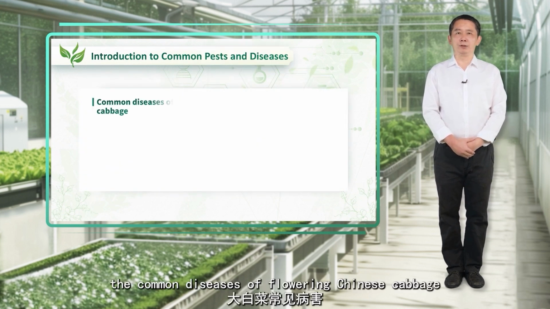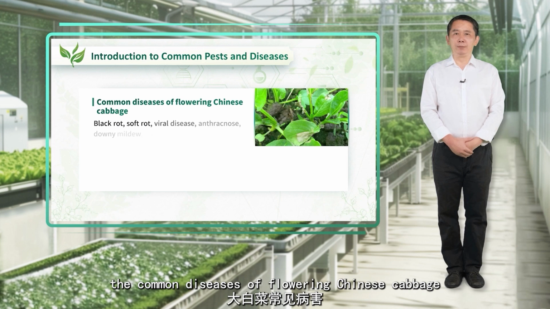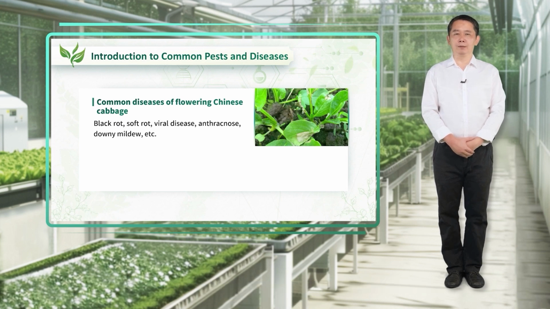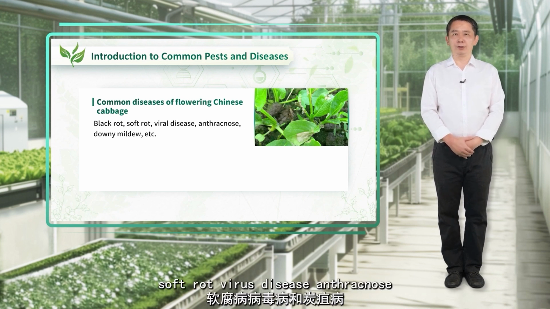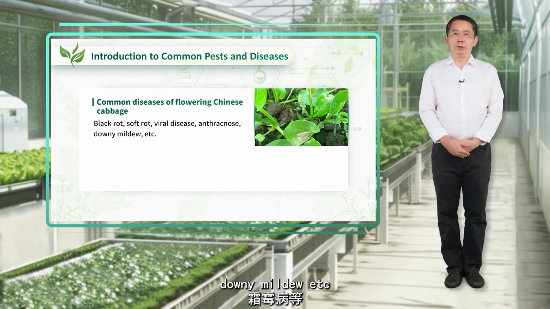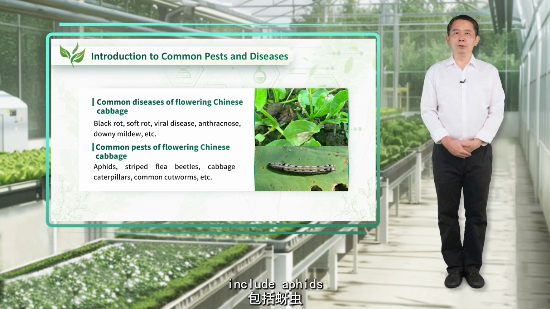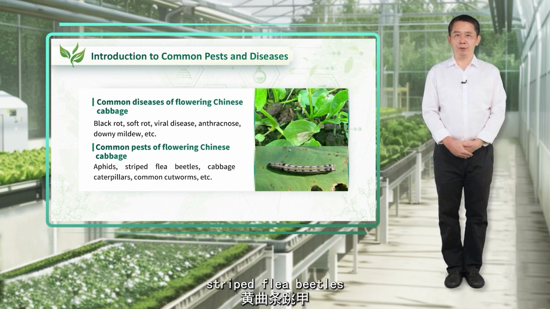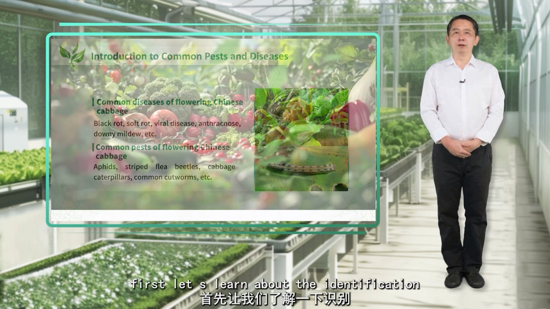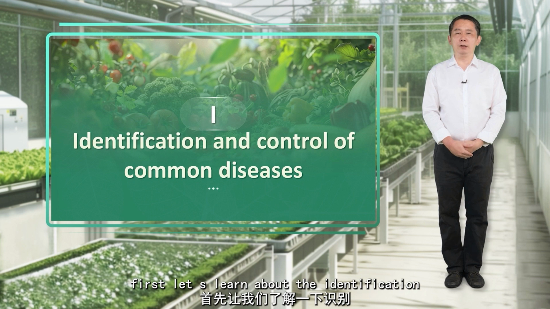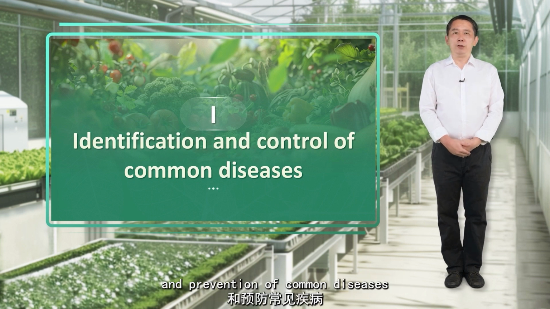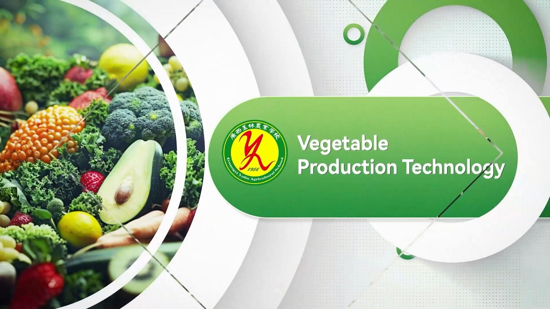The common diseases of flowering Chinese cabbage include black rot, soft rot, virus disease, anthracnose, downy mildew, etc. The common pests of flowering Chinese cabbage include aphids, striped flea beetles, cabbage caterpillars, armyworms, etc. First, let us learn about the identification and prevention of common diseases.